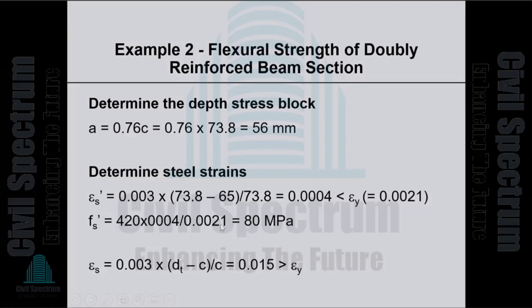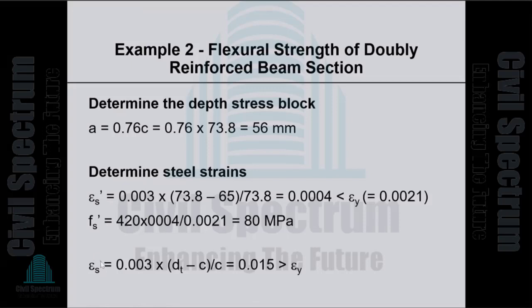At 0.0021 strain, the stress would be 420 MPa. At 0.0004 strain, what is the stress? And the answer is 80 MPa. So in the compression reinforcement, we have a stress of 80 megapascal, although the yield strength of that reinforcement is 420 MPa.